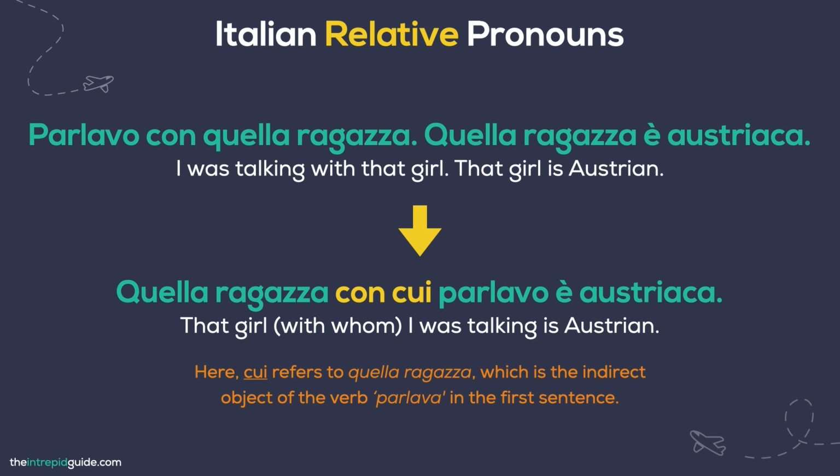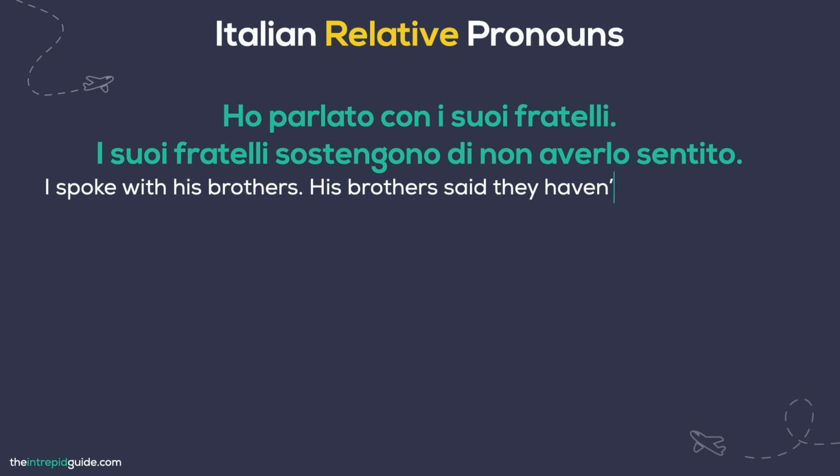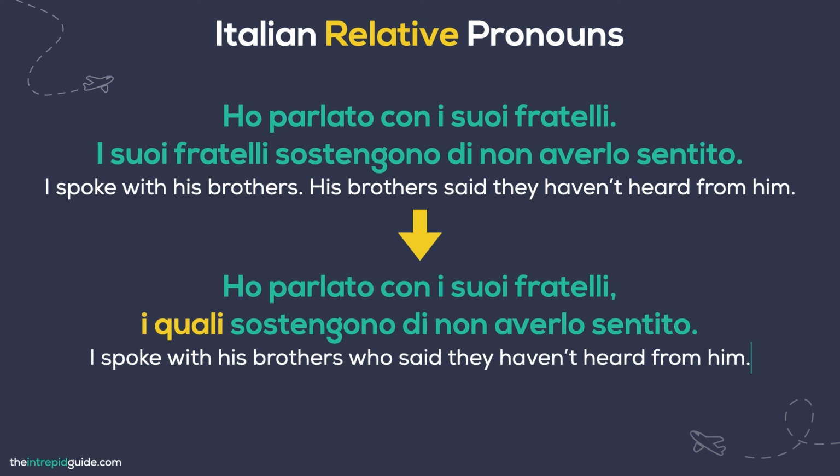The next example is, Ho parlato con i suoi fratelli. I suoi fratelli sostengono di non averlo sentito. I spoke with his brothers. His brothers said they haven't heard from him. Becomes, Ho parlato con i suoi fratelli, i quali sostengono di non averlo sentito. I spoke with his brothers, who said they haven't heard from him. Here, i quali serves to link the second part of the sentence back to i suoi fratelli, his brothers.